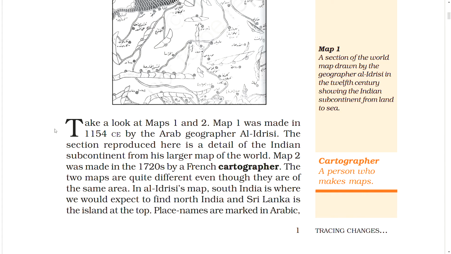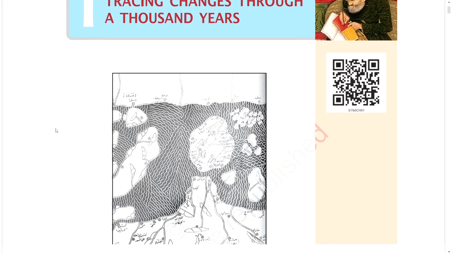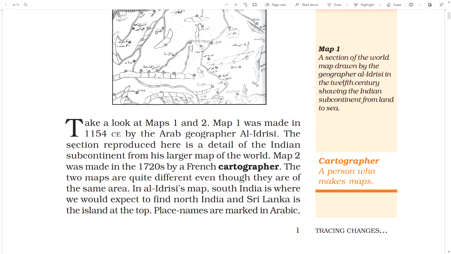Take a look at Map 1 and 2. Map 1 was made in 1154 CE by the Arab geographer Al-Idrisi. The section reproduced here is a detail of the Indian subcontinent from his larger map of the world. Map 2 was made in the 1720s by a French cartographer. The two maps are quite different even though they are of the same area.